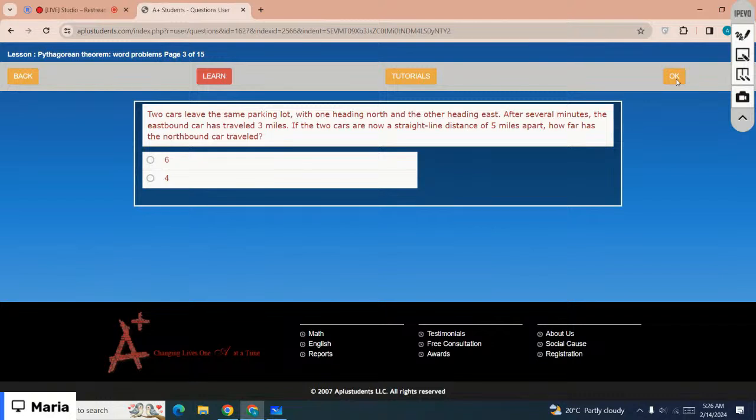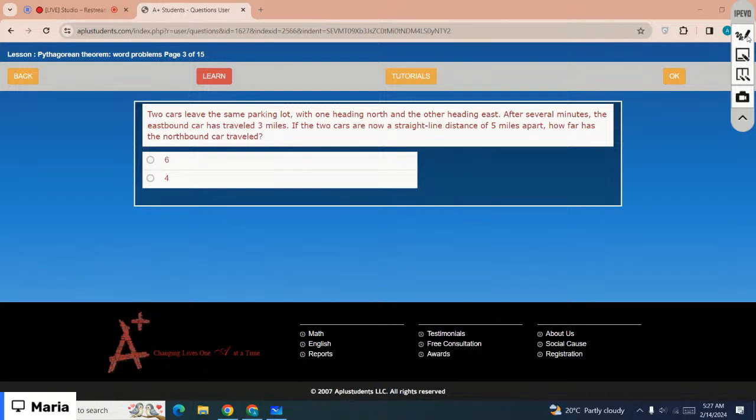Two cars leave the same parking lot with one heading north and one heading east. After several minutes, the eastbound car is 3 miles away and the two cars are now a straight line distance of 5 miles apart. How far has the northbound car traveled? Which is the correct option?